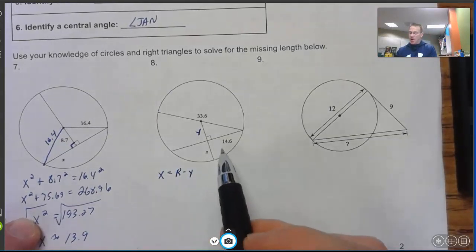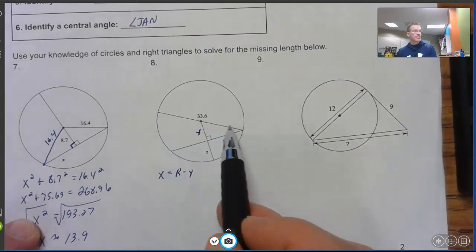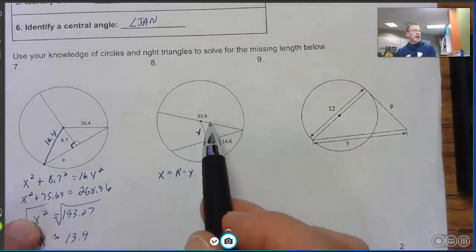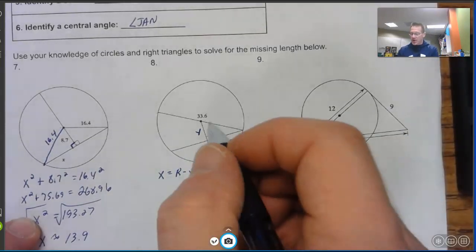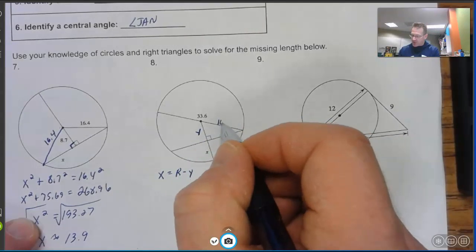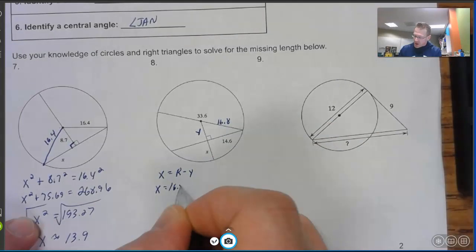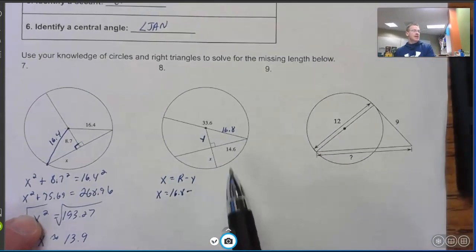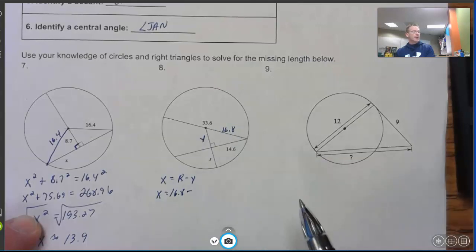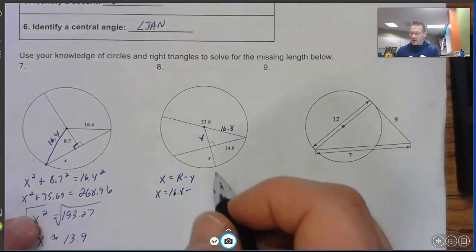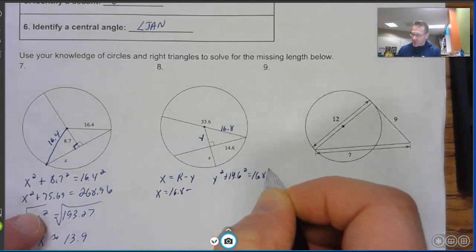So now I need to solve for the radius. If I look here, this entire diameter is 33.6. If I divide that by 2, that's going to tell me what the radius is. That's 16.8, which happens to also be the hypotenuse in that triangle right there. So x equals 16.8 minus y. Now I have to solve for y, and I'm in this right triangle, so I can use the Pythagorean theorem. I get y squared plus 14.6 squared equals 16.8 squared.